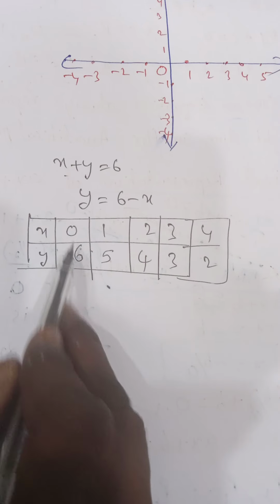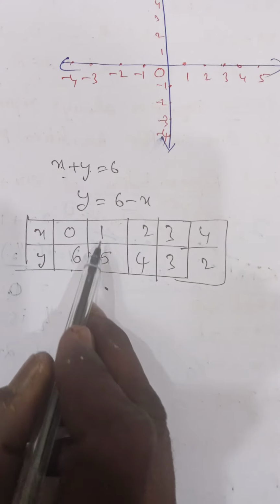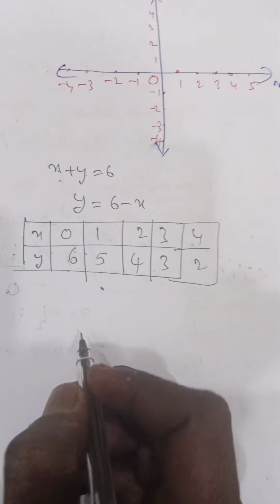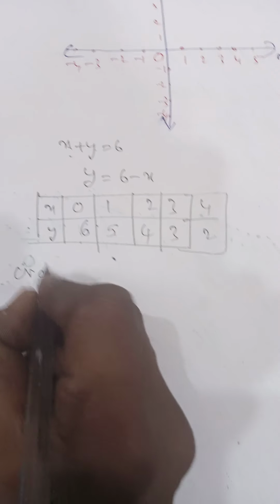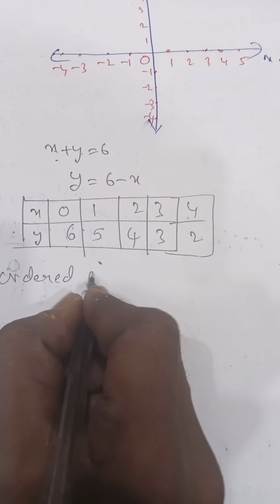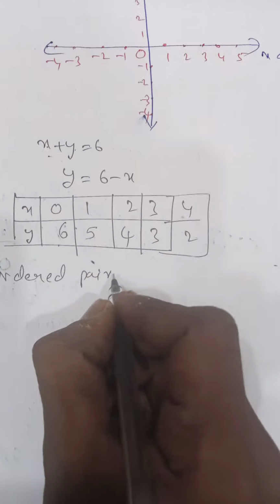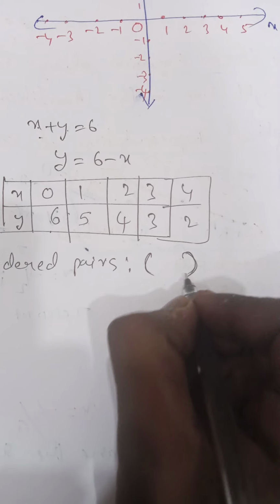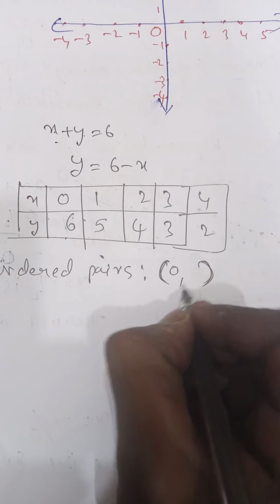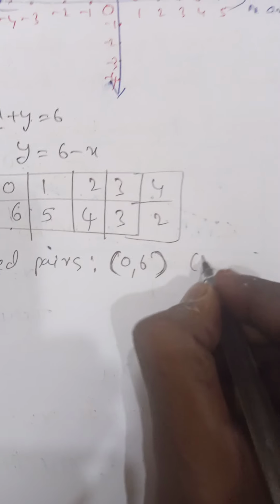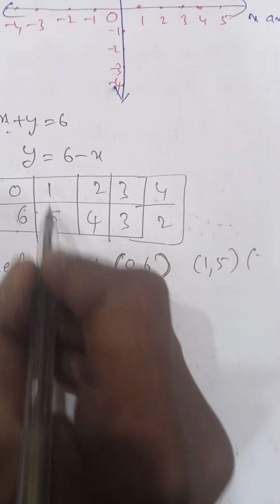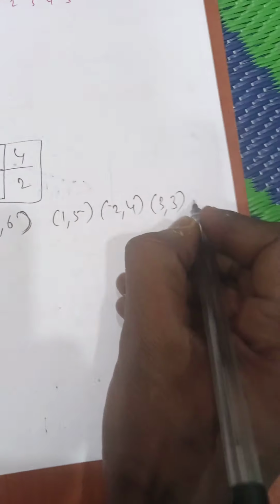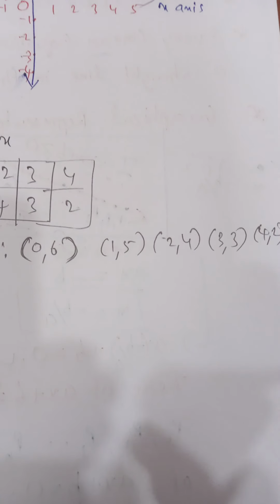These x and y values satisfy this equation clearly. 0 plus 6 is 6, 1 plus 5 is also 6, 2 plus 4 is also 6, like that. I am writing the ordered pairs here. An ordered pair is nothing but numbers written in brackets: the first ordered pair is 0 comma 6, the second is 1 comma 5, the third is 2 comma 4, the fourth is 3 comma 3, and the next is 4 comma 2.